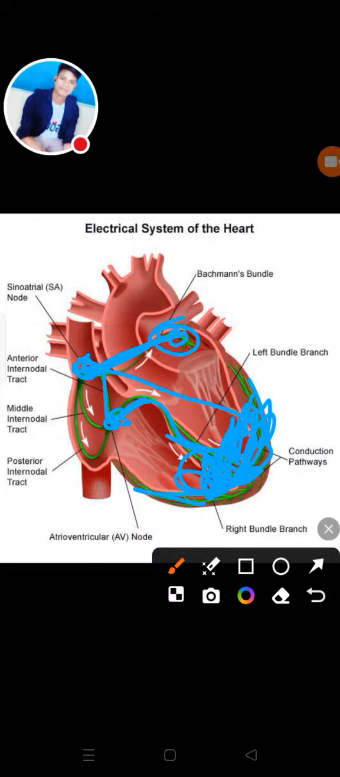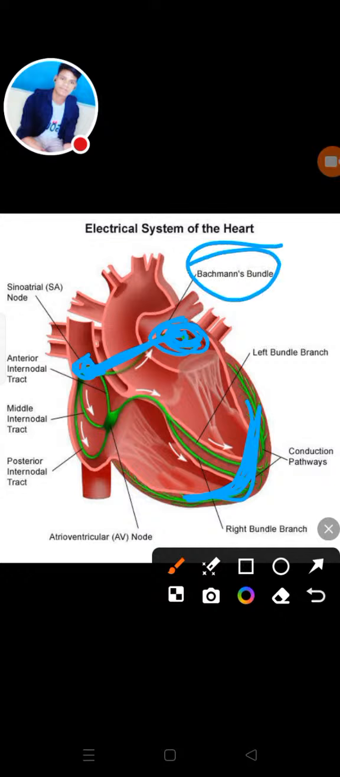Because this is a very long distance from the SA node, and in between we have branches: the AV node, the bundle of His. Because of that, the lower side of the heart is not getting proper electrical signals. It gets enough electrical signals, but compared to the left atrium, where the Bachmann bundle is present, this portion gets more electrical impulses. So more electrical signals reach the left atrium, and because of that it's called the Bachmann bundle.